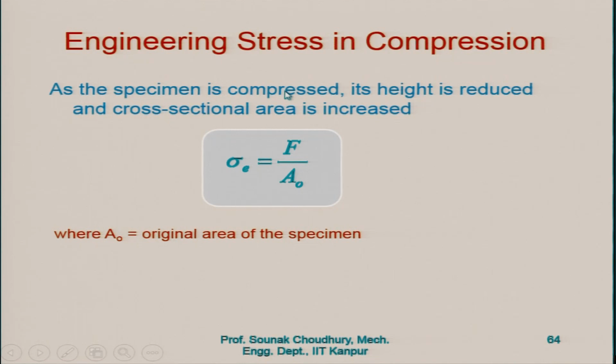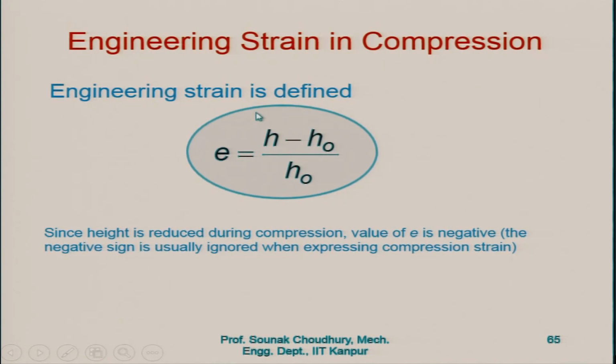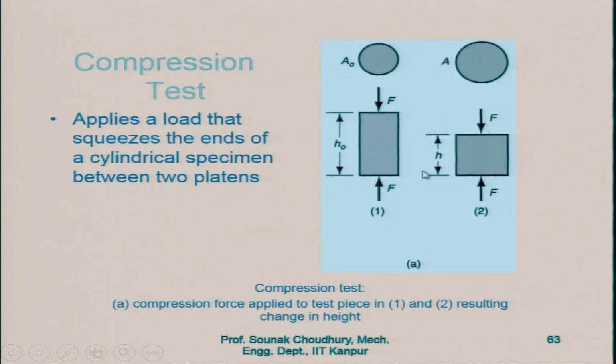Engineering stress in compression. As the specimen is compressed, its height is reduced and cross sectional area is increased. So, the engineering stress will be F divided by A0, where A0 is the original area of the specimen. The thing here is that it is still the original area. Engineering strain in compression will be e equals h minus h0 divided by h0. Here h is the height after the compressive forces are applied, and h0 is the initial length.